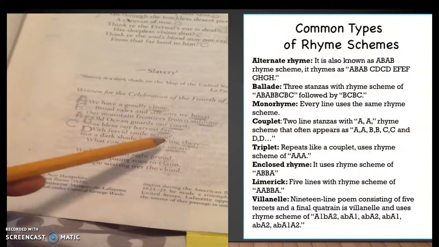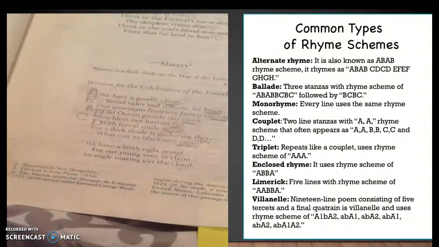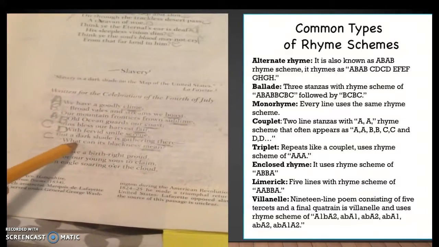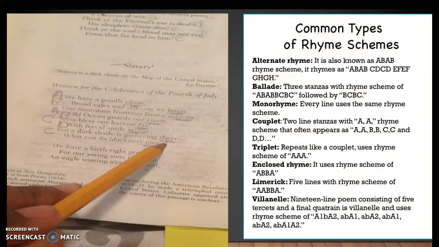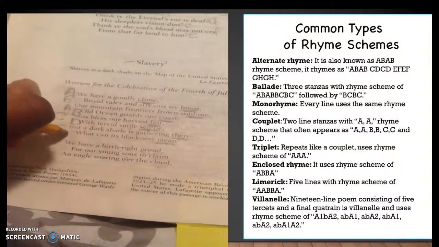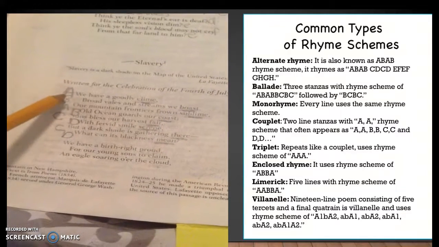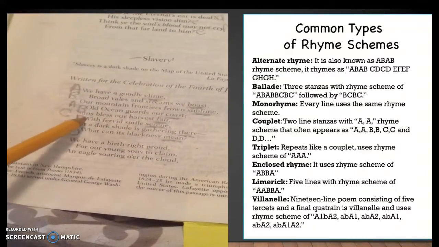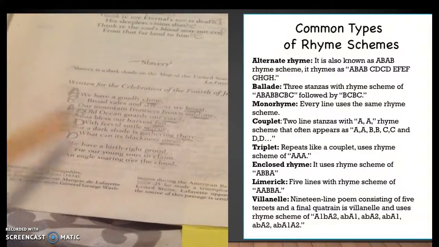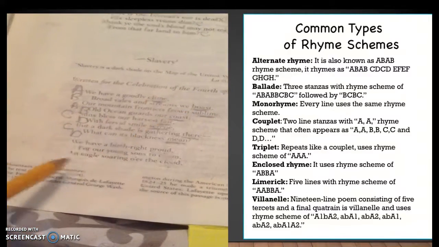"But a dark shade is gathering there." There and fair rhyme. So this line will become a C. "What can its blackness mean?" Mean and serene rhyme. So that line will become a D. So when you finish out your lines, you should have A, B, A, B, C, D, C, D. You'll have an alternating rhyme scheme with the pairs being the alternating lines.